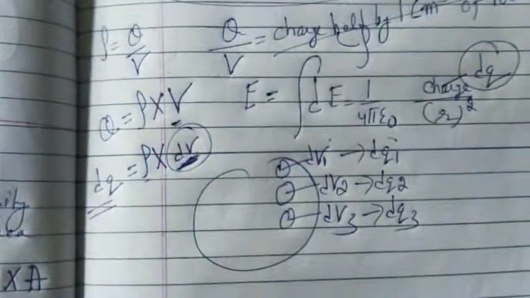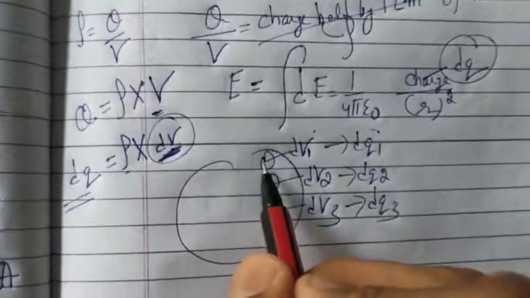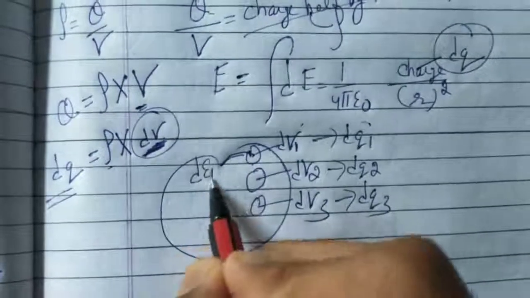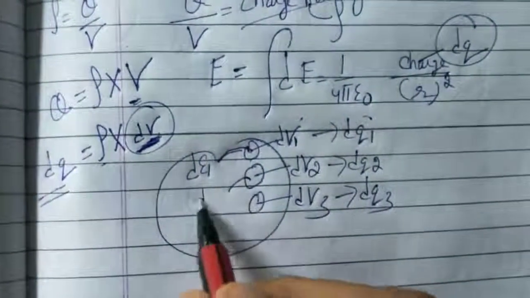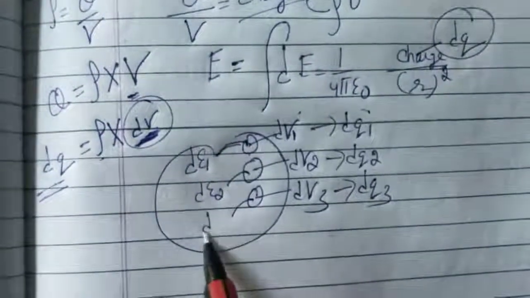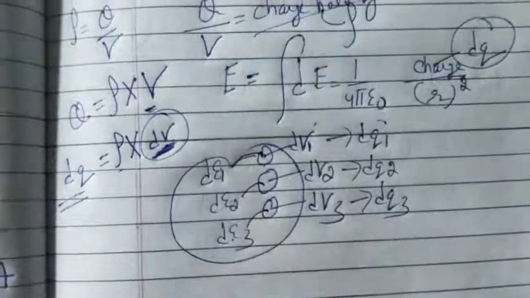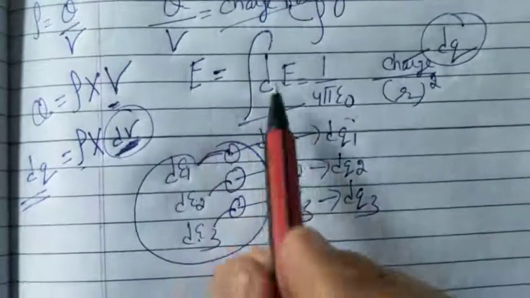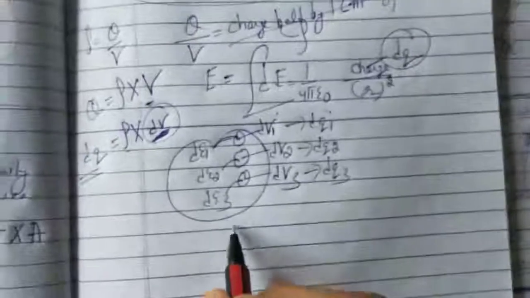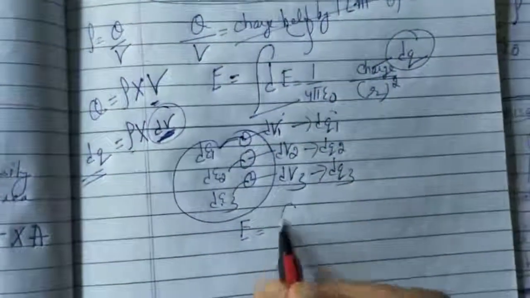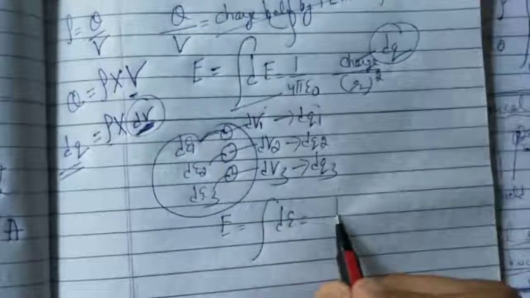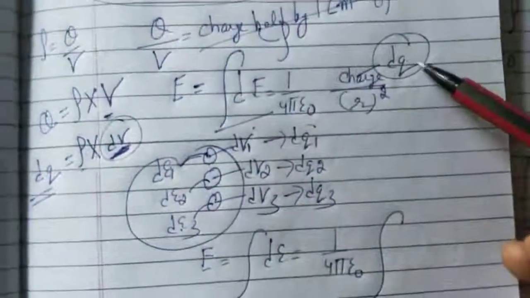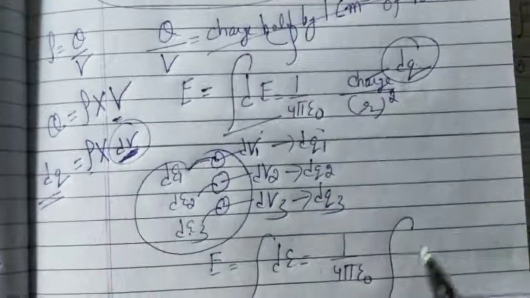Suppose the electric field due to dV1 is dE1, the electric field due to dV2 is dE2, and the electric field due to dV3 is dE3. So we will add all the electric fields, and to add them, what do we take? We take the integration. E is equal to the summation of dE, which is 1 upon 4 pi epsilon naught summation. What is the value of dQ? The value of dQ is rho into dV.